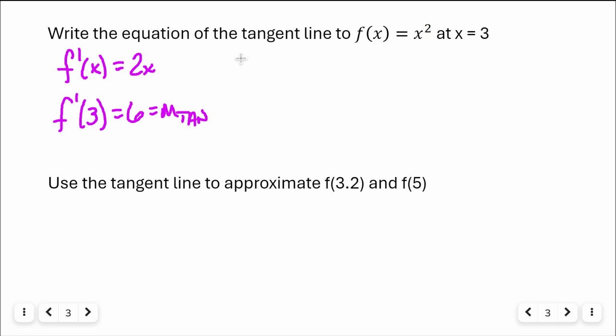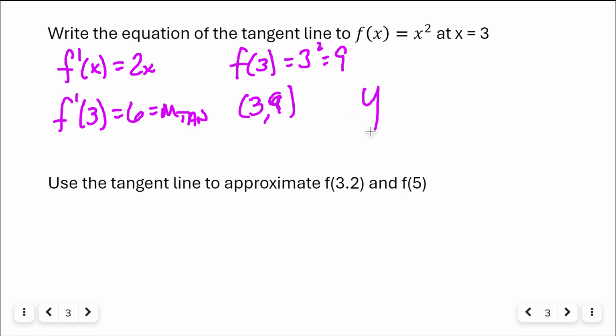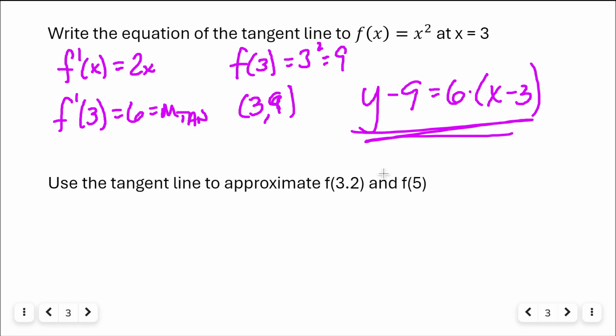Then I need a point to go with it, so I'm going to take 3 and plug it into f. 3 squared is 9. There's my point, (3, 9). So now I have a point and a slope, so I can write the equation of the line. All I'm going to write is y minus 9 equals 6 times x minus 3. Write it in point-slope form. There's my equation of the tangent line right there.